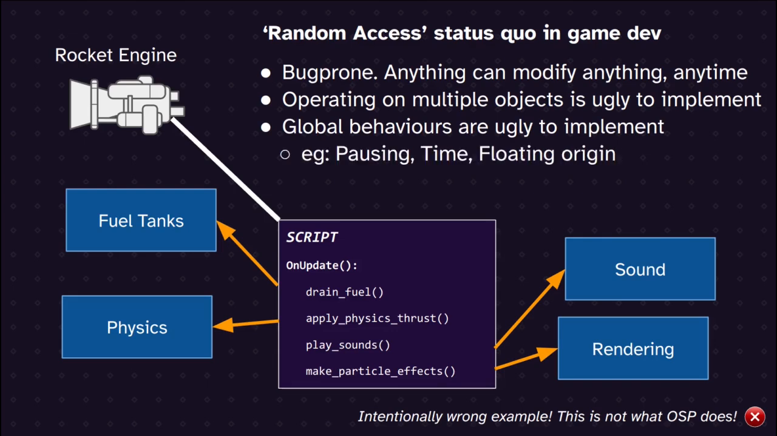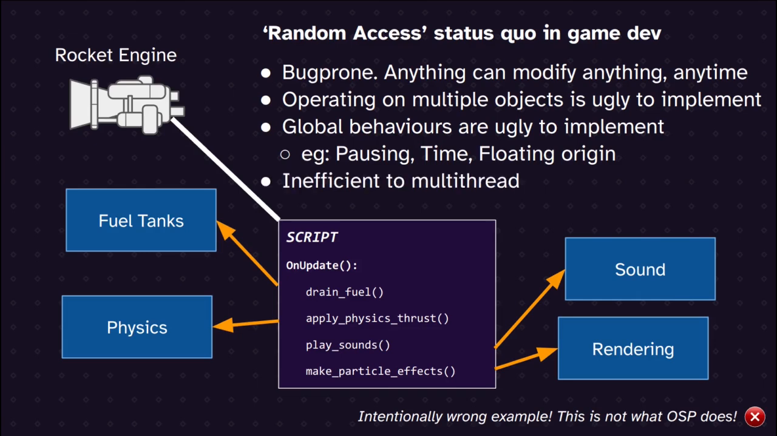Things like pausing the game and floating origin. When a game is paused, we can't just stop updating everything. There's still some code within some objects that we want to continue running. We might want to be able to select objects, look around with a camera, see visual effects, or navigate a user interface. The ugly part is that we'd often need code within each object that specifically checks if the game is paused, or the moment you hit pause, you have to loop through every object and disable them somehow. And this is ugly because there is a better way, of course.